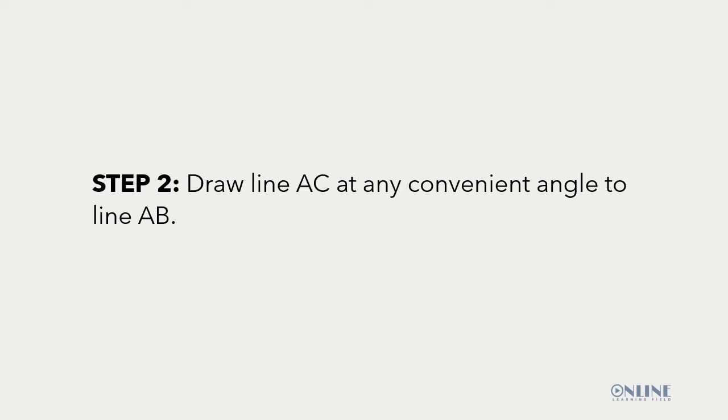2. Draw line AC at any convenient angle to AB. So back to the board, we have drawn line AB already. So now we draw a line AC at a convenient angle to AB. So we draw line AC at a convenient angle.